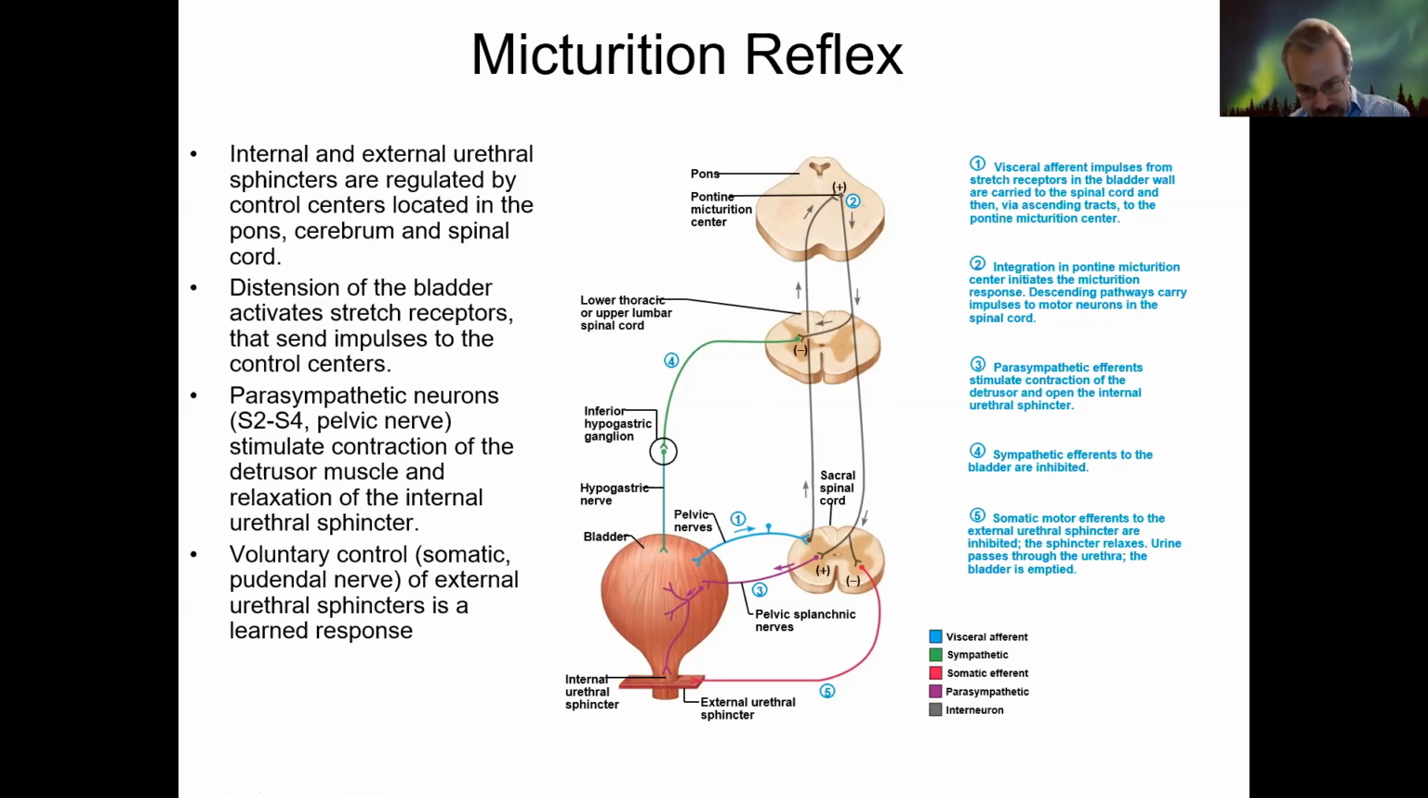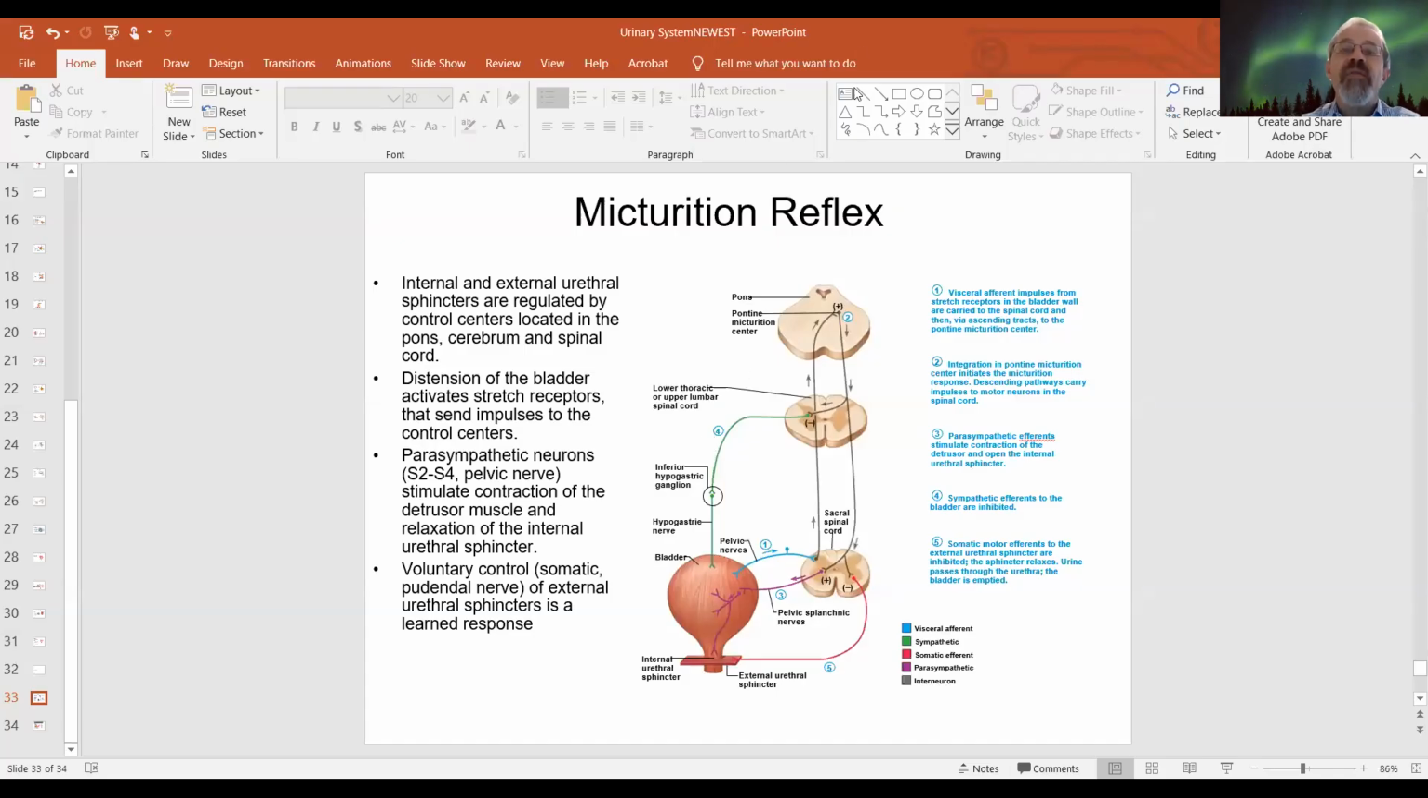As far as the voluntary stuff, the need to go and the control of the external sphincter, that's where the cerebrum comes in, which is conscious thought. Whereas this nerve was normally keeping this sphincter closed, conscious thoughts and the need to go will inhibit that, which will allow it to relax and enable us to go. So that's how that works. Hopefully it's not too confusing.